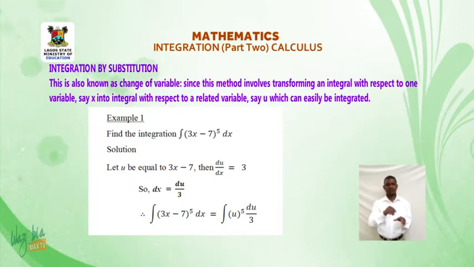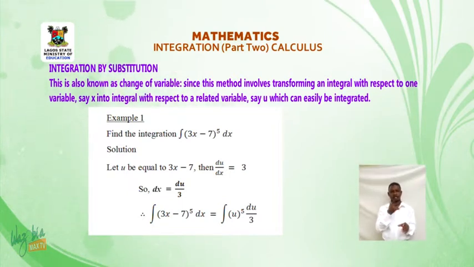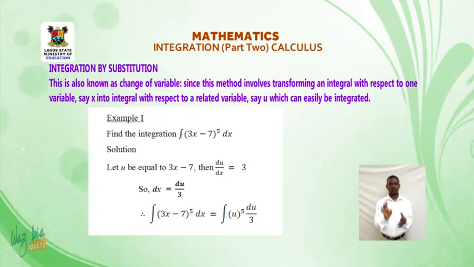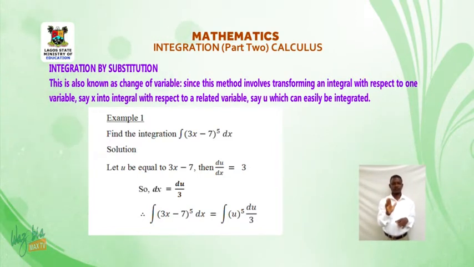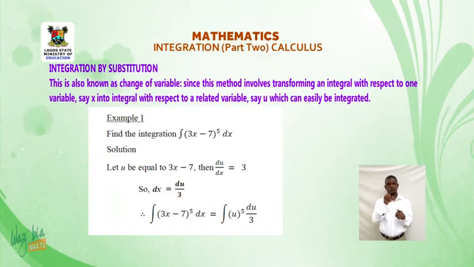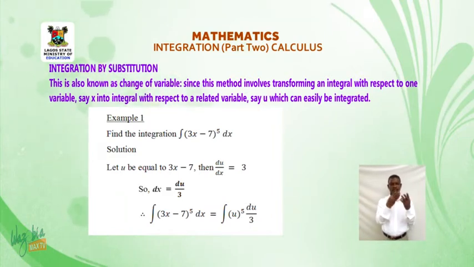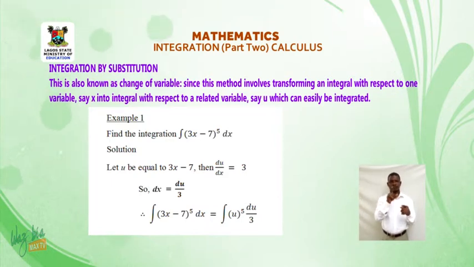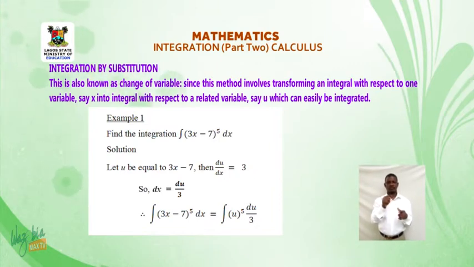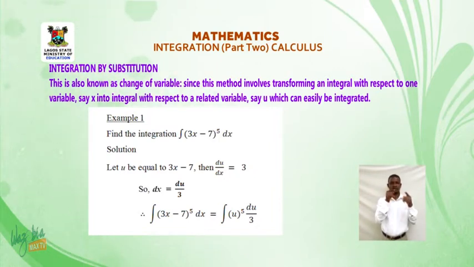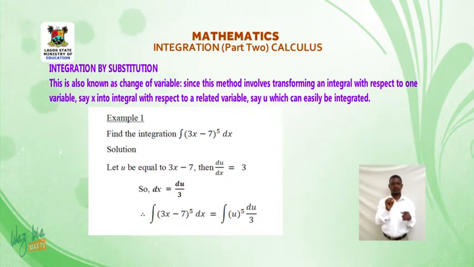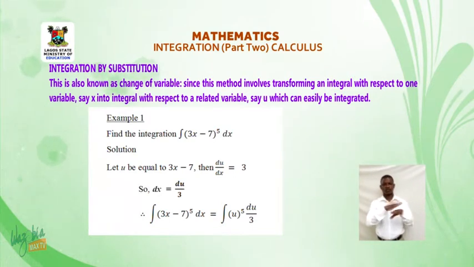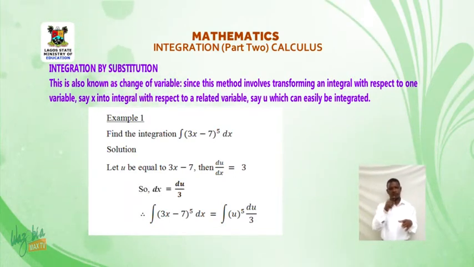Example 1. Find the integral of 3x minus 7, all raised to power 5, with respect to x. Solution. Let u be equal to 3x minus 7. Then, du/dx is equal to 3. So, dx is equal to du over 3.